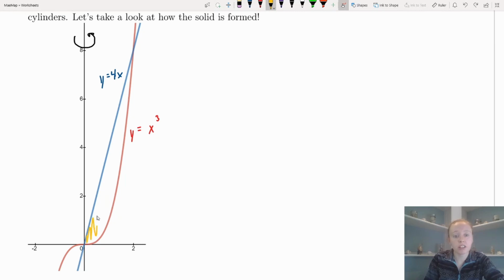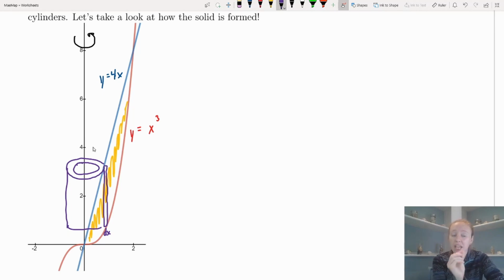So if this is our region, I'll shade it in yellow, we would draw our rectangles so that we're integrating with respect to x. You see that little width is a change in x, a dx. So drawing those rectangles vertically, rotating them around, you can see that that's going to form a shell, some hollow cylinder when that's revolved around. But that's just a piece of our overall volume. We're going to do that going all the way, filling in everything with rectangles, revolving all of them around.